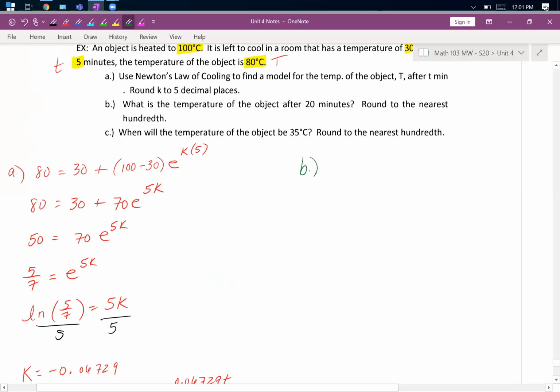Plug 20 in for little t. That's it. We're just plugging 20 in for our time, which is little t. We'll have T equals 30 plus 70 times e raised to the negative 0.06729 times 20 power.